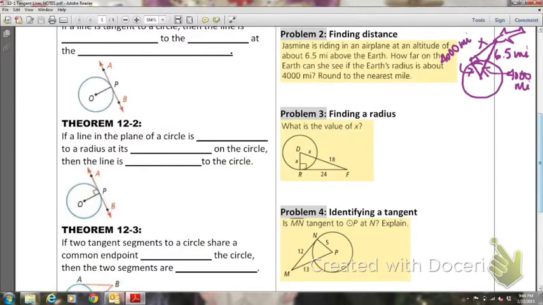So use the Pythagorean theorem. C squared equals a squared plus b squared, where c squared is always your hypotenuse. The hypotenuse is opposite the right angle. So the side of the triangle that's opposite the right angle is the 4,000 plus the 6.5. Then the legs of the right triangle, the x that we're trying to find, x squared. And then the other leg of the right triangle is the 4,000, which is the radius of the circle. So that's 4,000 squared.